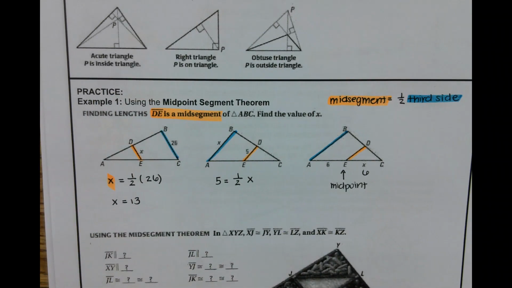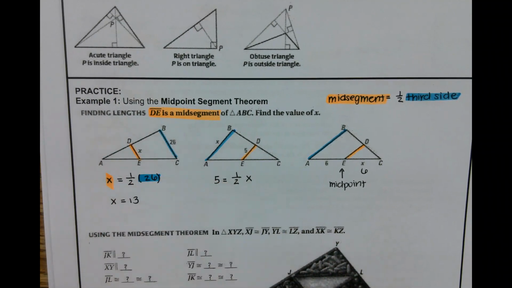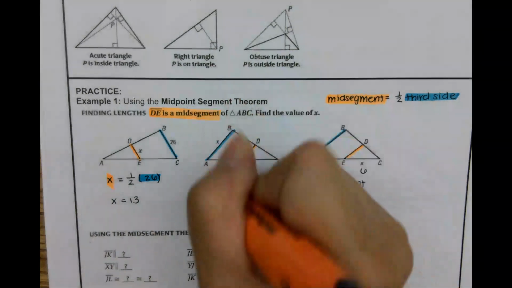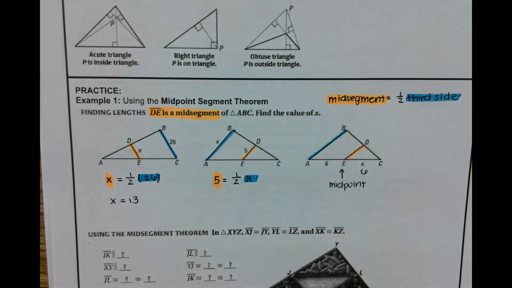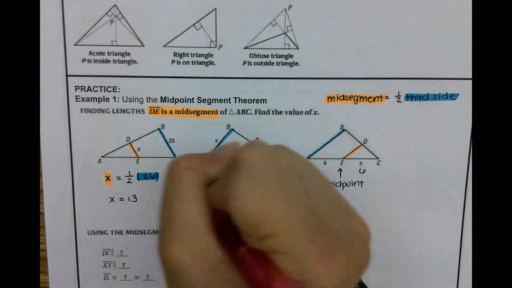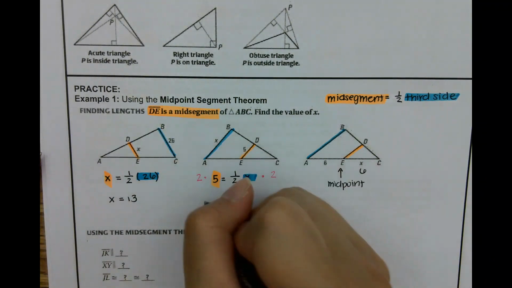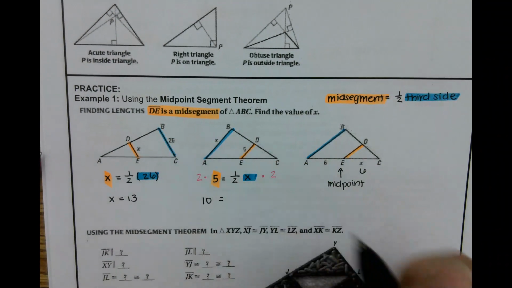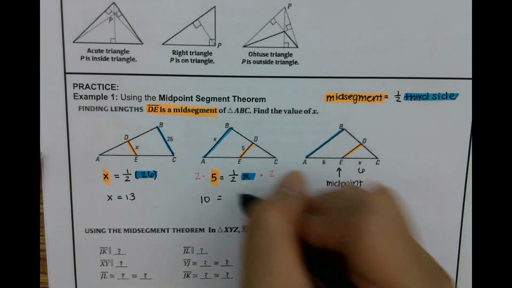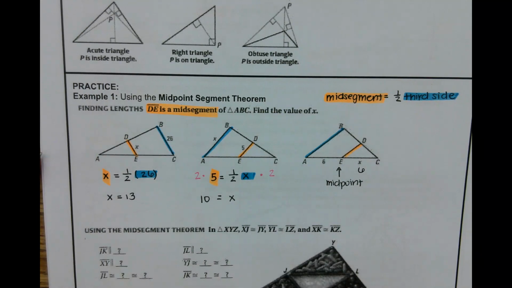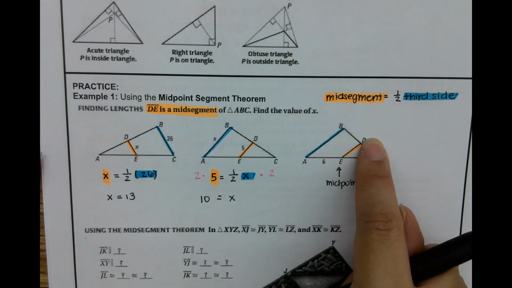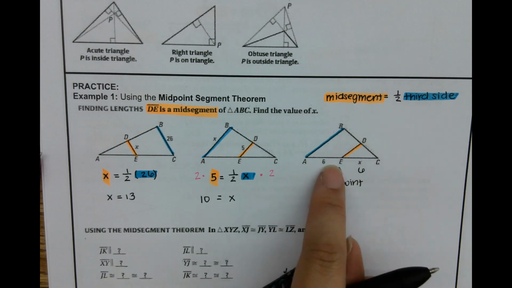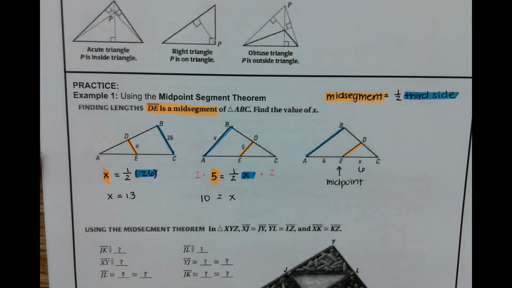Mid-segment is half of the third side. My mid-segment here, 5, is half of my third side, which in this case is X. To get rid of the half, I'm going to multiply by the reciprocal, which is 2. So 5 times 2 is 10. Half is the same thing as dividing by 2, so the times 2 gets rid of it. X equals 10 here. And since this is a mid-segment, it's midpoint to midpoint. That's the definition of mid-segment. So since this distance is 6, this distance is 6 as well.